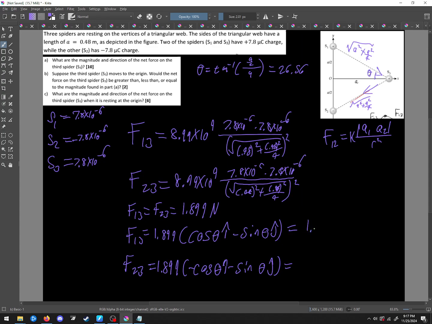I'm getting 1.698 i hat, and this is going to be minus 0.849 j hat, and then this one's going to be negative 1.698 i hat minus 0.849 j hat. Okay, I think that would be the answer to part A.